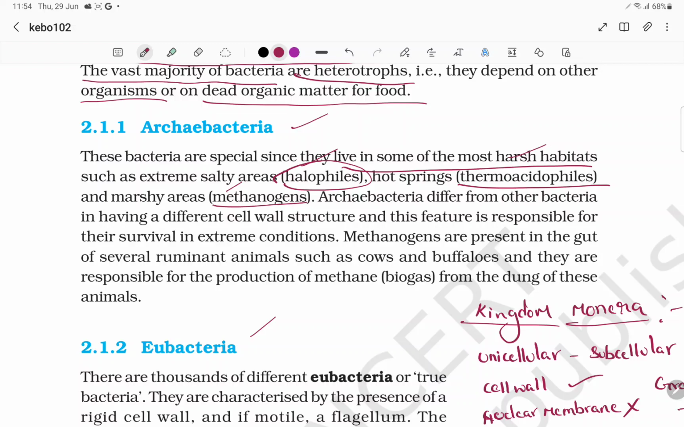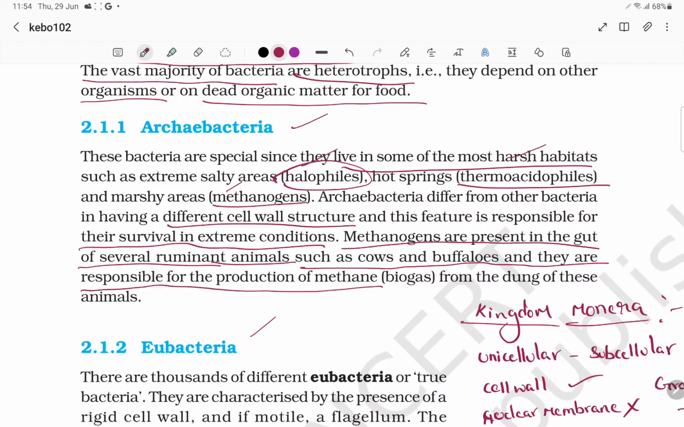Archaebacteria are different from other bacteria, having a different cell wall. The cell wall structure is different, and this feature is responsible for their survival in extreme conditions. Methanogens are present in the gut of several ruminant animals such as cows and buffaloes, and they are responsible for the production of methane, biogas. In anaerobic digesters also, they use methanogens because they produce biogas. And in gobar gas, where cow dung is used, the dung of these animals is the source.